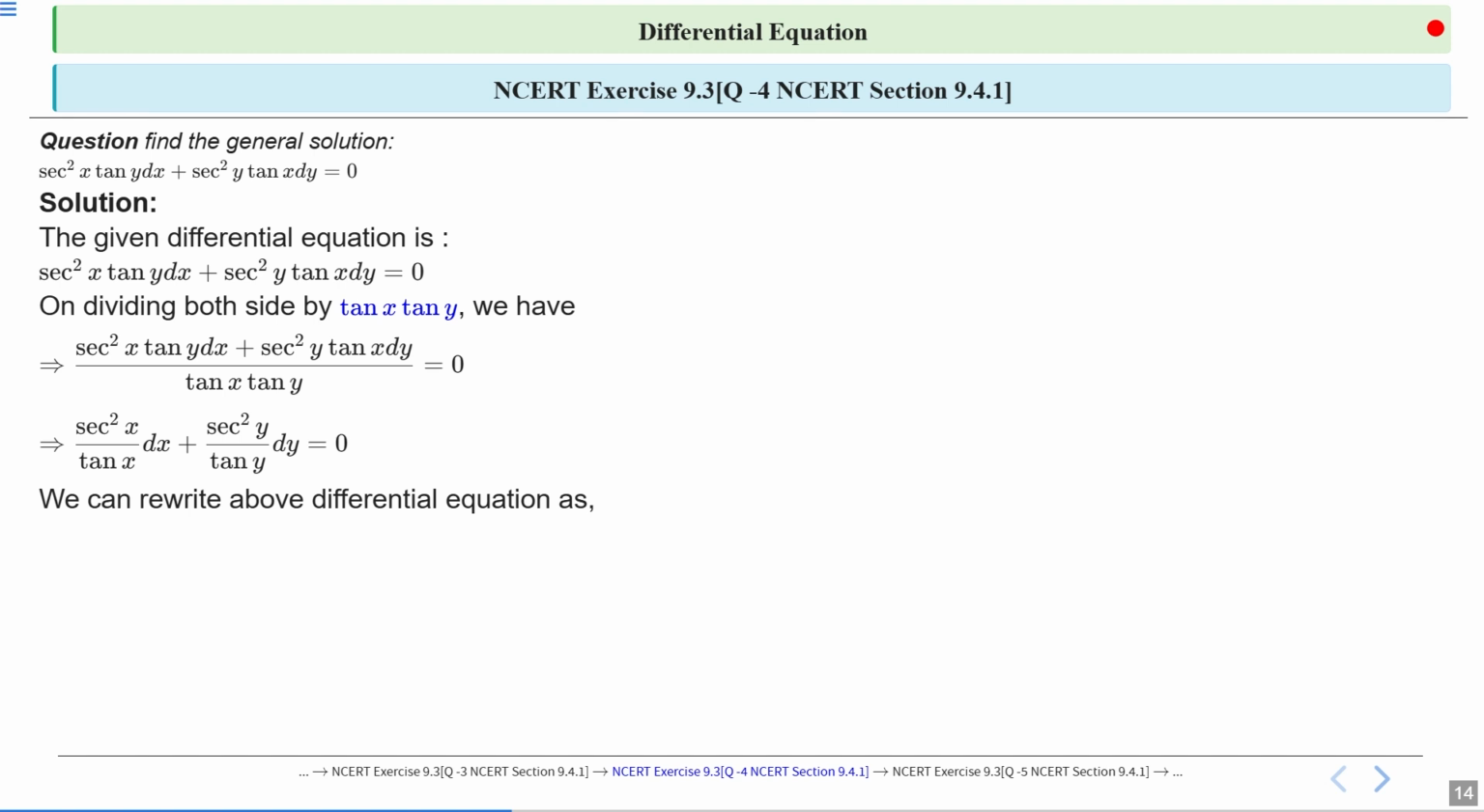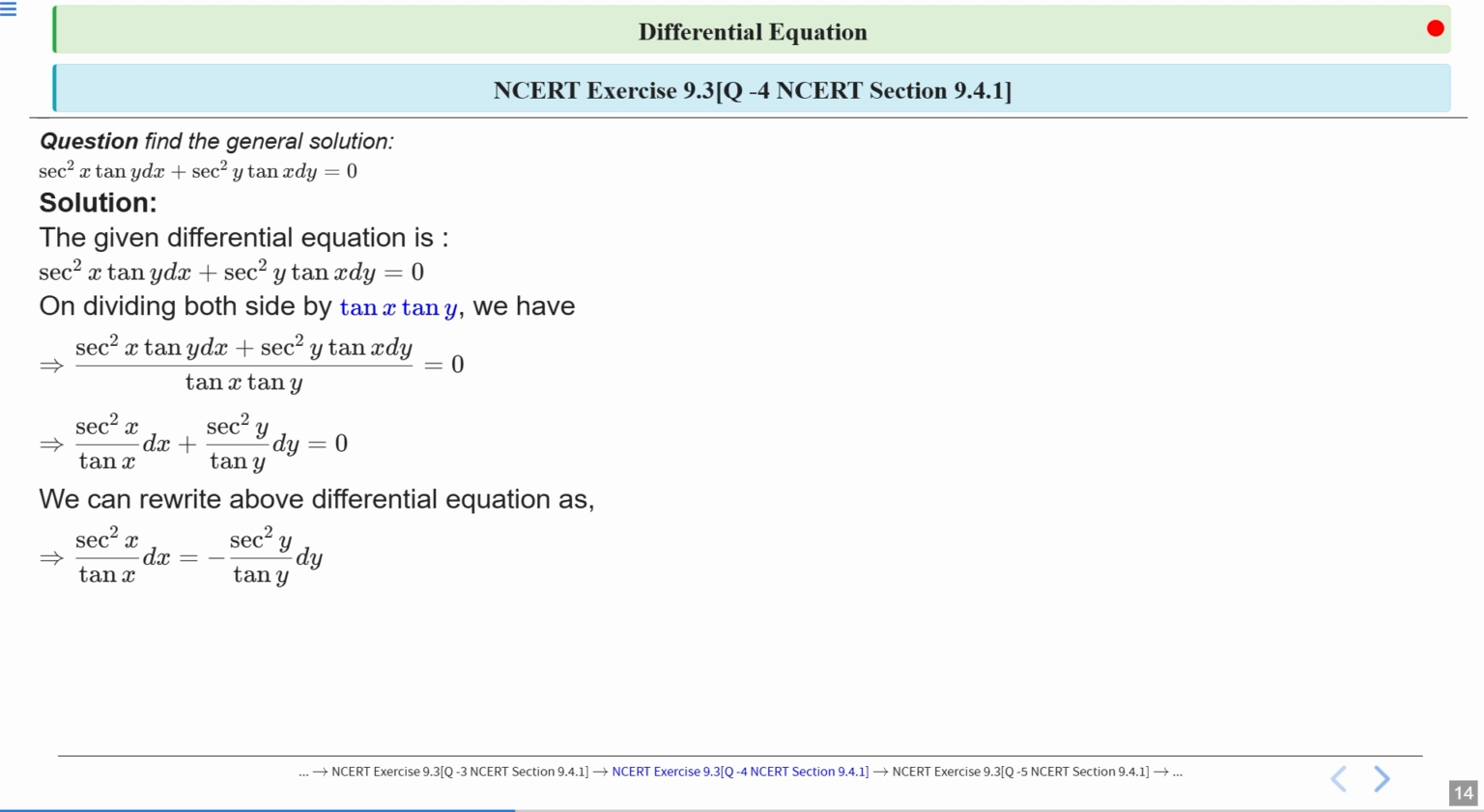So we can rewrite our differential equation as sec square x by tan x dx is equal to minus sec square y by tan y dy. So now we have separated the variables. We write the terms with x, that is sec square x and tan x, with dx, and the term with y, that is sec square y and tan y, with dy.